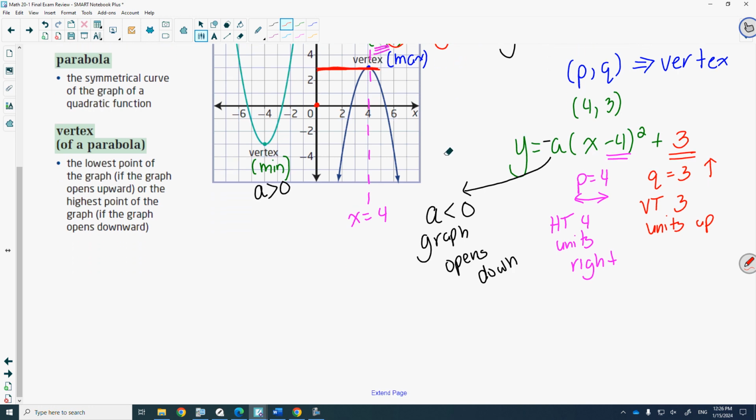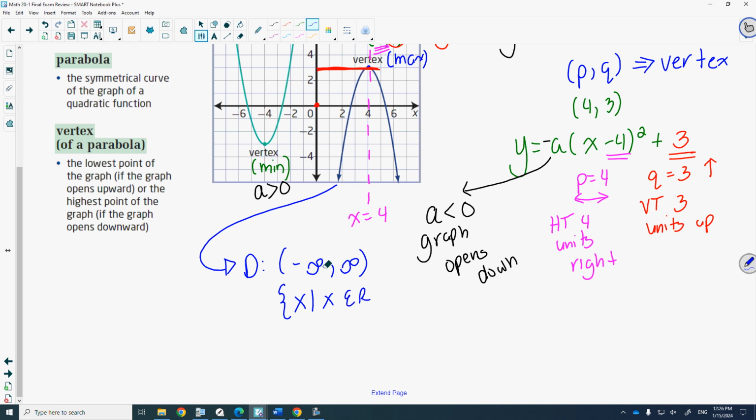Okay? So let's quickly review domain and range for these, because again, domain and range is a question you'll always get, generally multiple choice. But for this blue graph, we'll do the one where a is less than 0. All quadratics have the same domain, and the domain of quadratics in interval notation is negative infinity to infinity. Infinity is always rounded brackets. In set builder notation, it would be x such that x belongs to the element of real numbers. So that would be your domain.